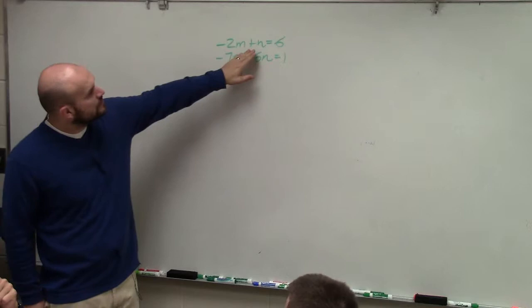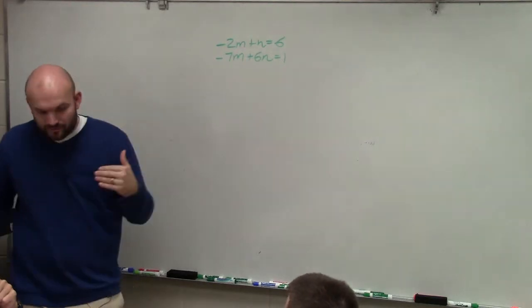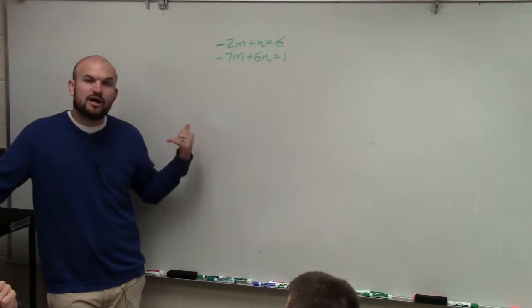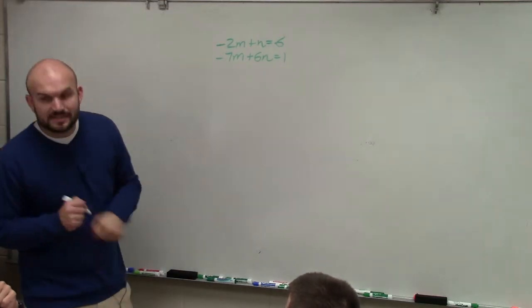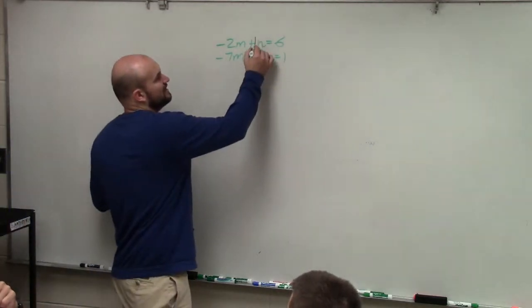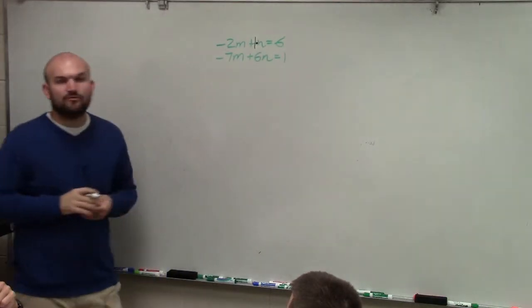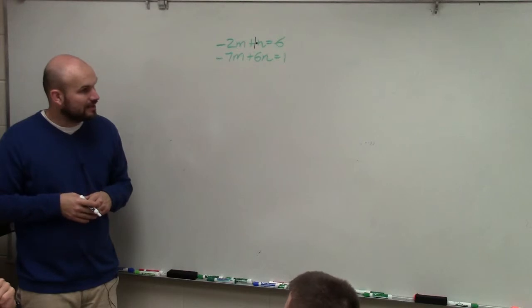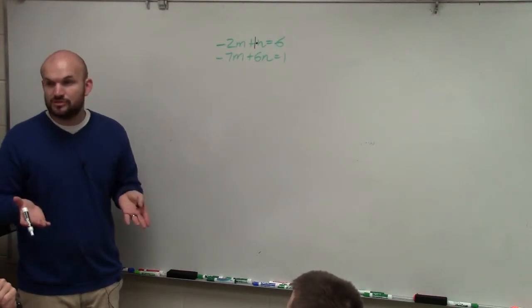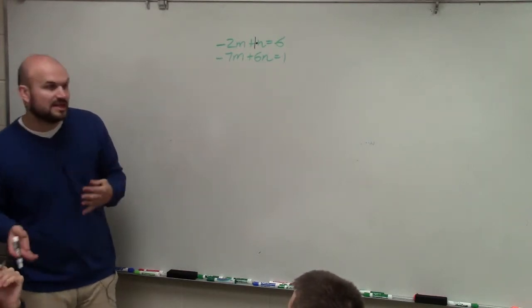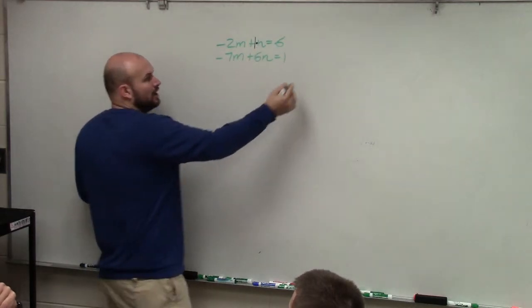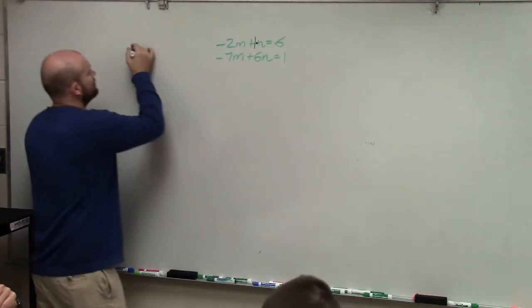The easiest way to do that is to look for the variable that has a coefficient of 1. And in this case, you can see that my n has a coefficient of 1. Does everybody see that? So when I have a variable that has a coefficient of 1, I would like to use the substitution method. And basically what the substitution method tells us to do is to solve for that variable that has the coefficient of 1 or negative 1. So let's go and do that over here.